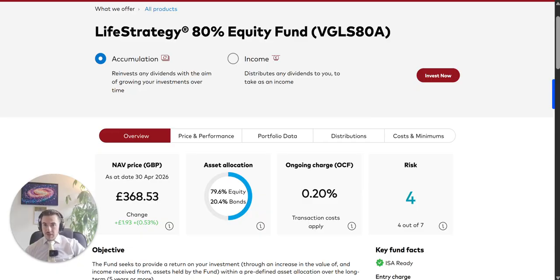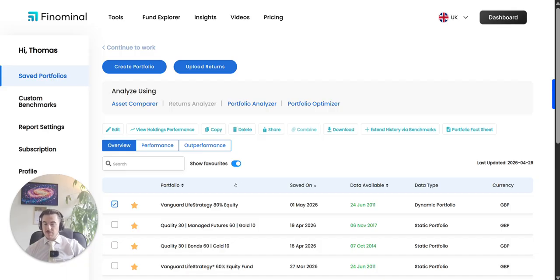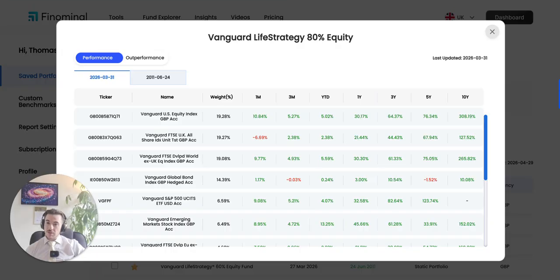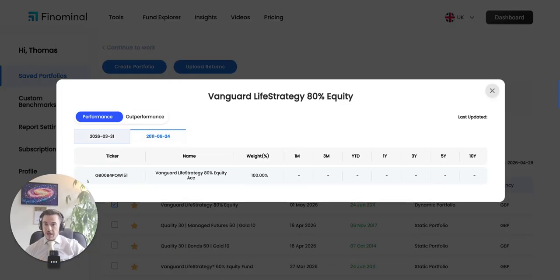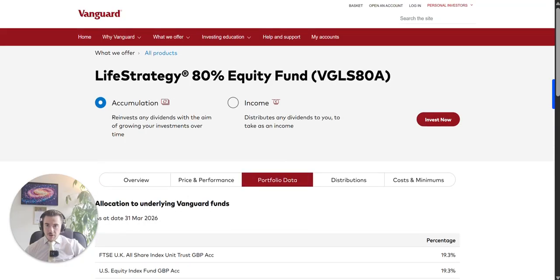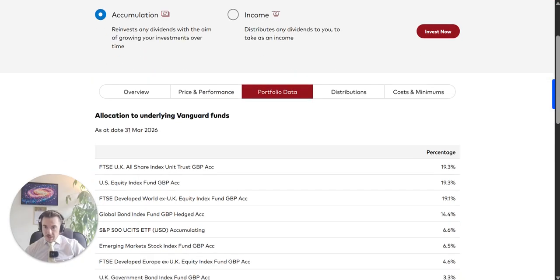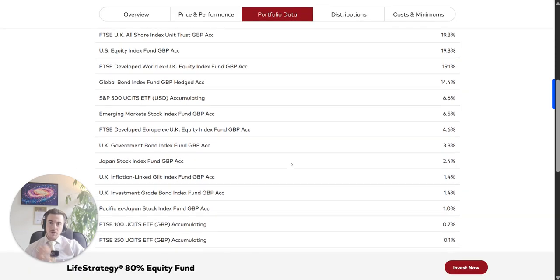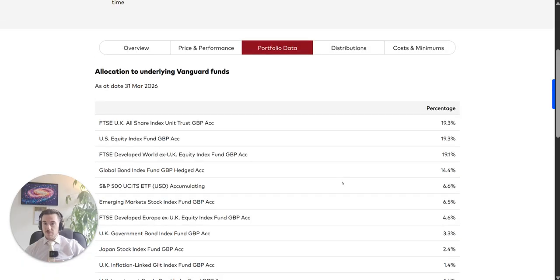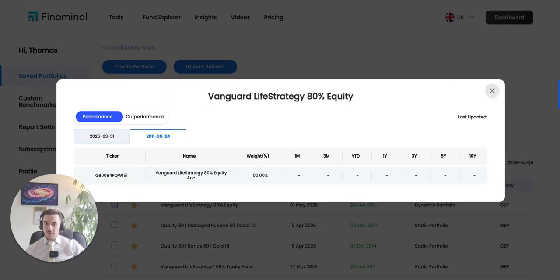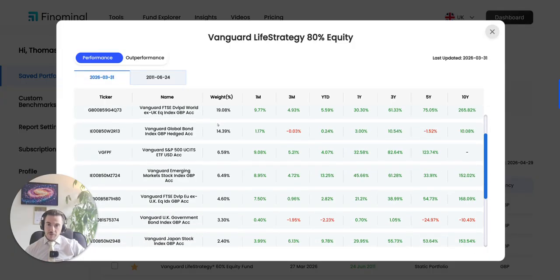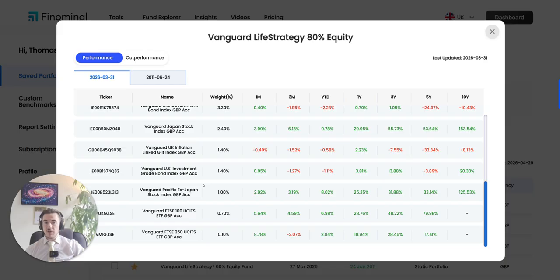So without further ado, let's head over to Finominal. I've already loaded this within my dashboard at Finominal, and just to show you how we're doing this in Finominal, using this as a dynamic portfolio. I'm using the ISIN for the full track record, but then you will note portfolio data on the Vanguard website as of the 31st of March 2026, where we've got 100% of the holdings for this portfolio. So I've set a rebalance of the 31st of March 2026 with those underlying holdings, so we get a full look-through analysis of this particular portfolio.